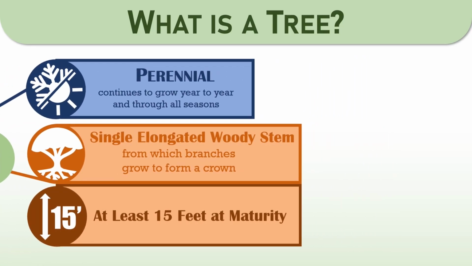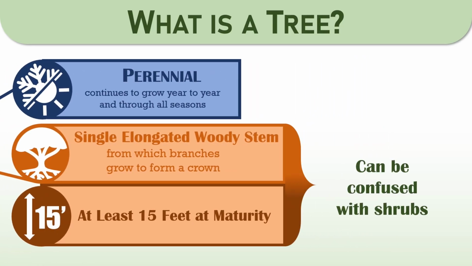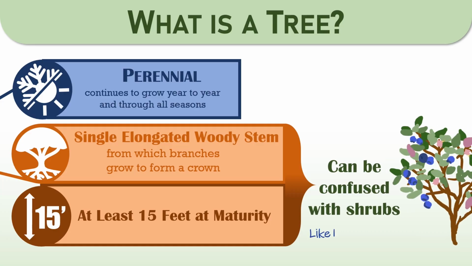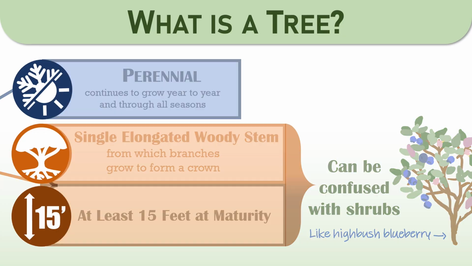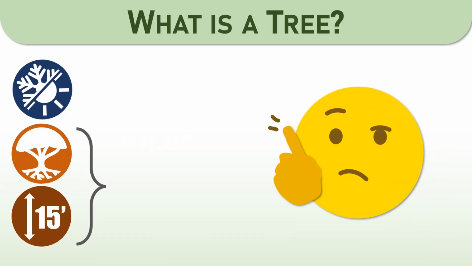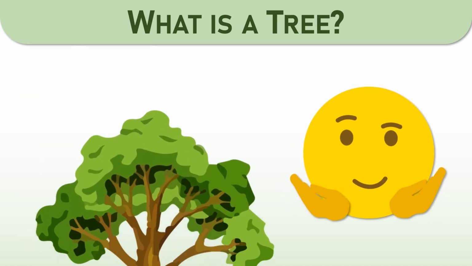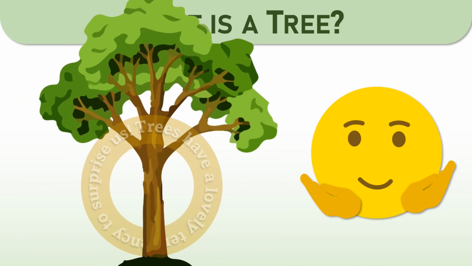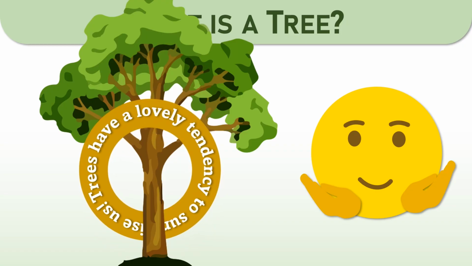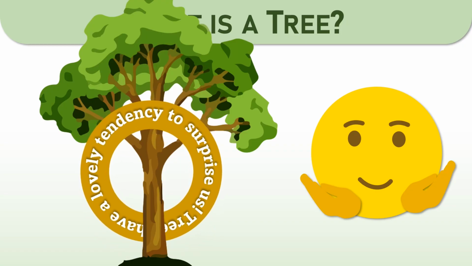Trees can sometimes be confused with shrubs, which are woody plants that don't get as tall as trees, and they form multiple trunks, like high-bush blueberry. But keep in mind that these are general rules. Trees might sometimes form multiple trunks or be shorter than 15 feet at maturity. As with everything in nature, trees have a lovely tendency to surprise us and not play by our rules.